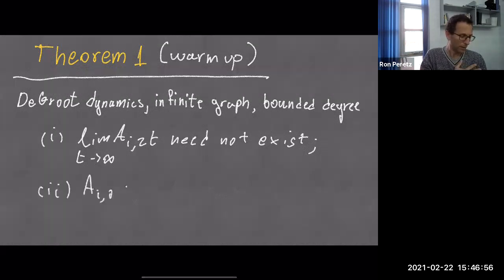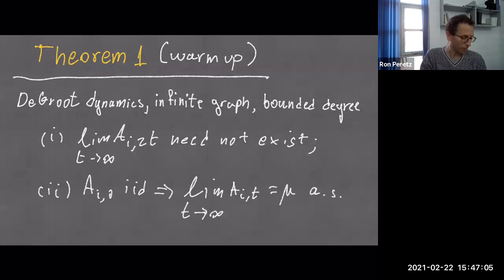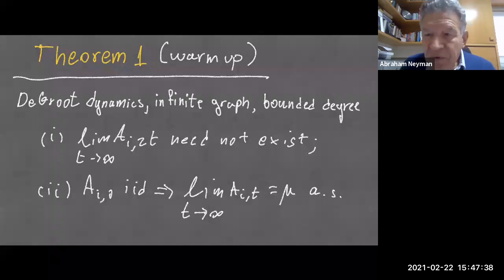And the other thing is that if you do assume that the initial opinions are IID and bounded, I didn't write it, but you have to assume that, then the limit does exist and it's mu, almost surely. The opinions converge to the true state of the world almost surely. I will not prove this theorem here, but you can try to think about it. It's not too hard.